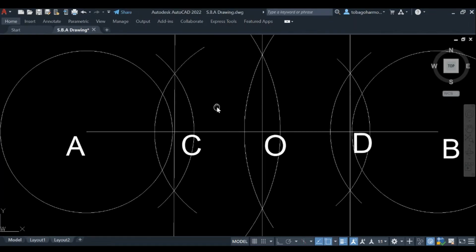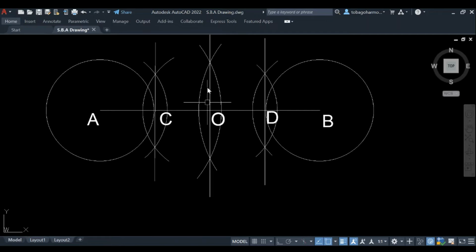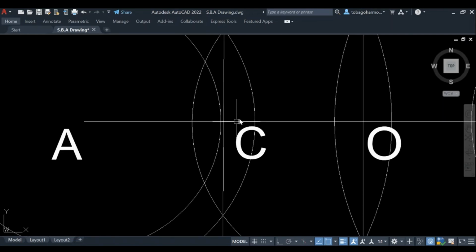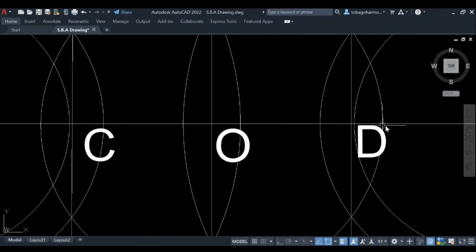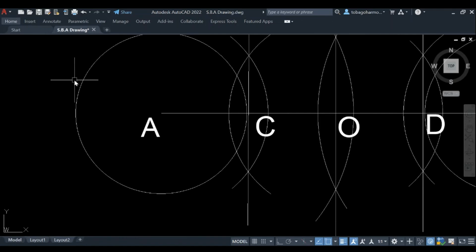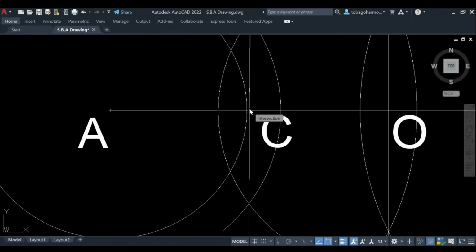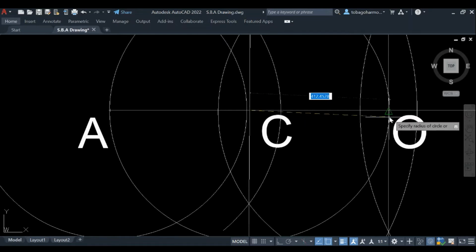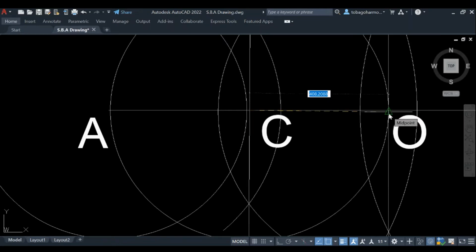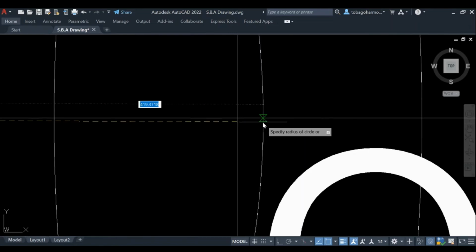Right, so we have our three bisecting lines, and where we bisected AO, I labeled that point as C, and where we bisected OB, I labeled that point as D. Now this is where it gets a little interesting. We're going to draw two more circles, and we're going to use C, radius CO, as our first radius.